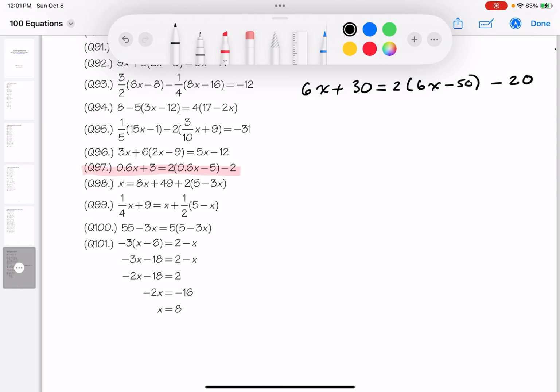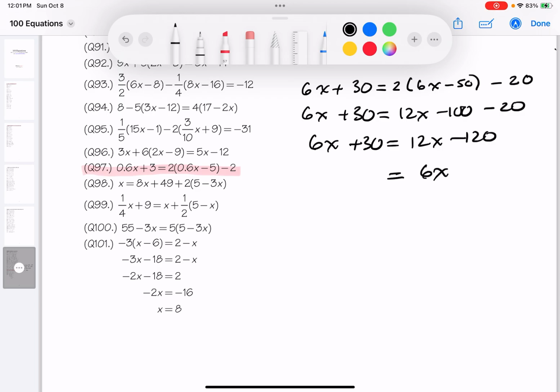Let's keep going. 6x plus 30 equals 12x minus 100 minus 20. 6x plus 30 equals 12x minus 120.